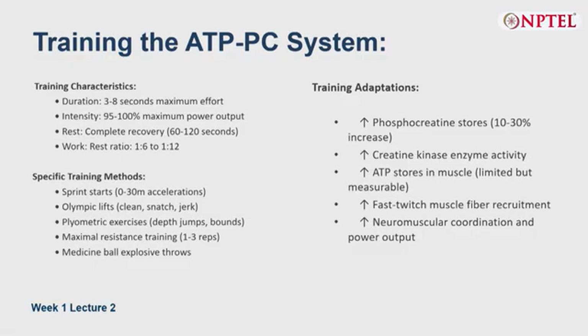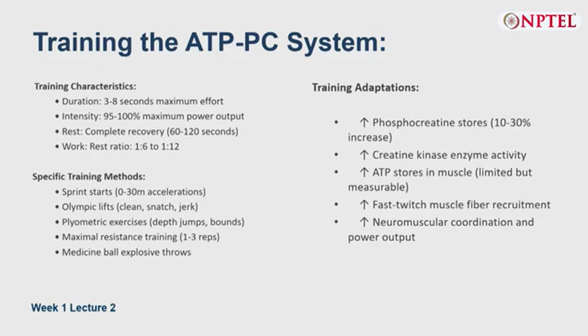For the training adaptation, once we plan this program methodically, it can enhance the phosphocreatine store by 10 to 30%, and creatine kinase enzyme activity. The ATP store in the muscle is enhanced, limited but measurable. Fast-twitch muscle fiber recruitment also increases, and neuromuscular coordination and power output will be enhanced.